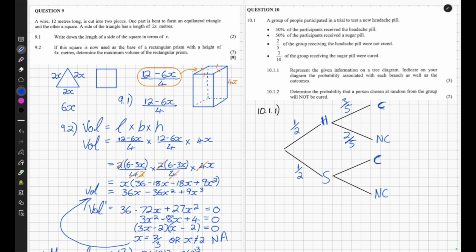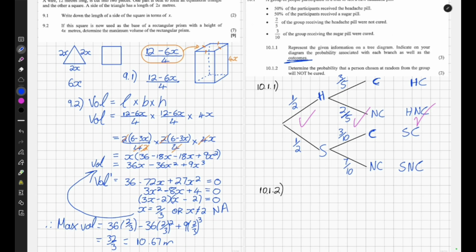Now with the bottom one, if they say 3/10 were cured, I can say that's 3 over 10, and this then must be 7 over 10. Okay, now I'm still not getting full marks because they told me, indicate on your diagram the probability associated with each branch as well as the outcomes. So for the outcomes, I must say this is HC, headache cured, headache not cured. And then this one, sugar pill cured, and then sugar pill not cured. And then that would give me 3 marks. I'll get a mark if this is correct, and if I showed my outcomes.